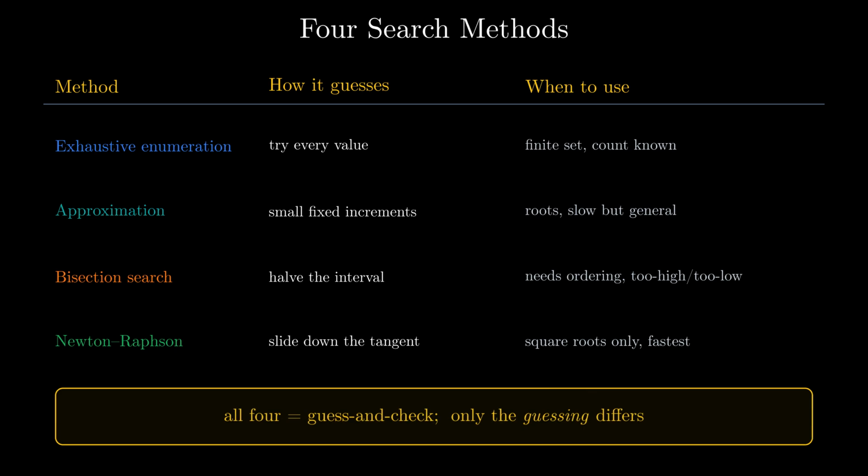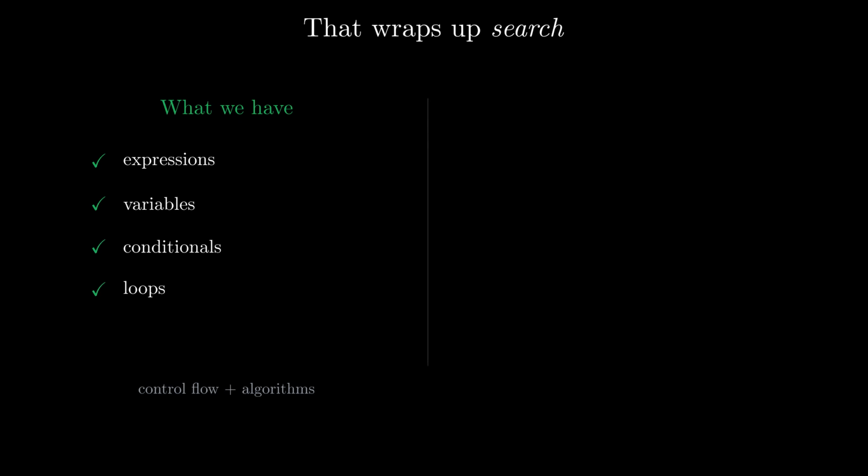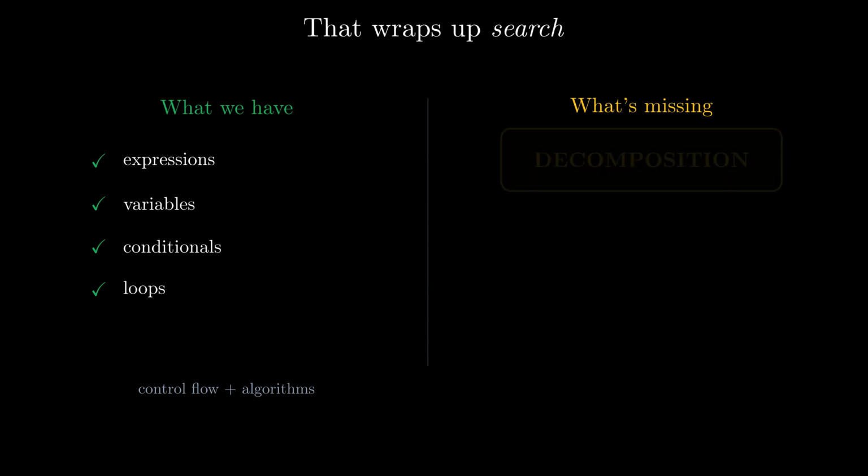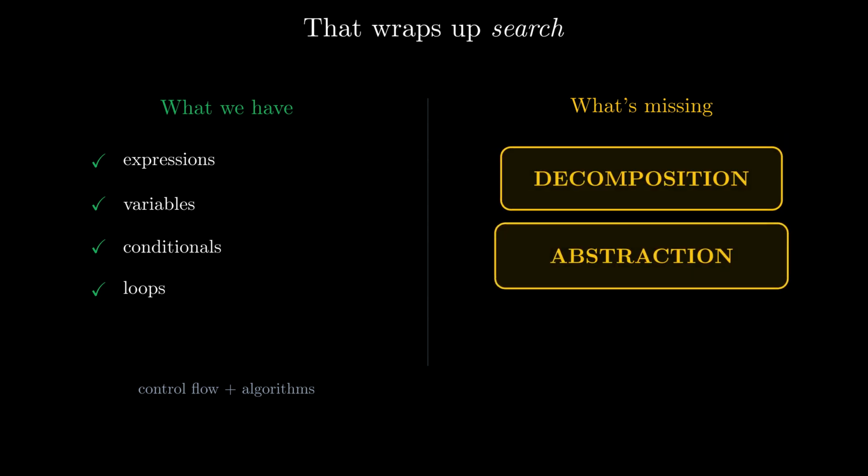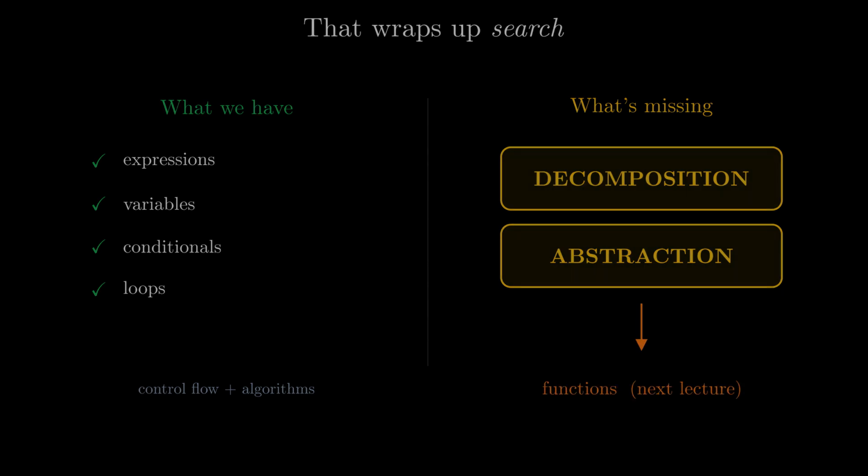Each one is guess and check. They differ in how they generate the next guess. That wraps up search. We've learned to write a lot of code: expressions, variables, conditionals, and loops. Enough control flow to build real algorithms. But two big ideas in every modern language are still missing: decomposition and abstraction. We won't write code for them today, instead we'll motivate them, and you'll see you've already been doing simple versions of both. Next lecture, we turn them into functions.